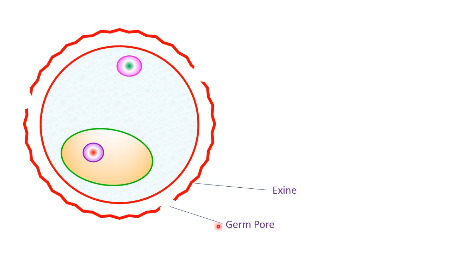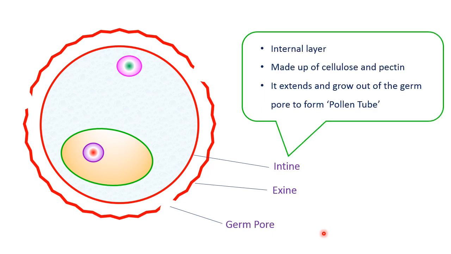Next layer, inner to exine, is intine. It is the second internal layer. It is made up of cellulose and pectin. During germination of pollen grain, intine extends and grows out of the germ pore to form the pollen tube. Together, exine and intine form the pollen wall.